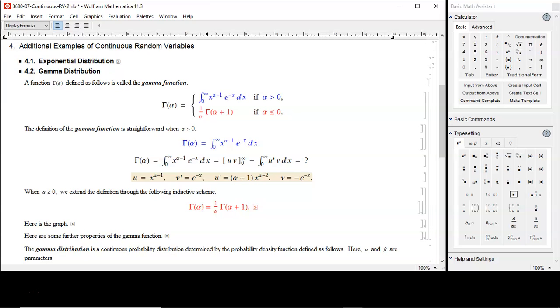So I can plug everything in here. So u is this, and then v is exponential, and let me put negative here. And u prime is alpha minus 1 times this. And v is exponential. And then how about this negative? It collides with this negative and becomes positive.